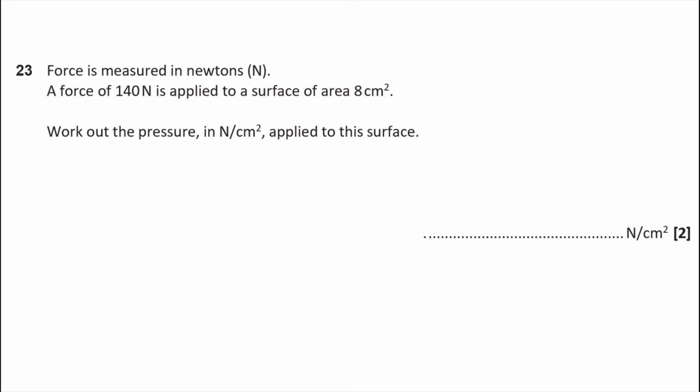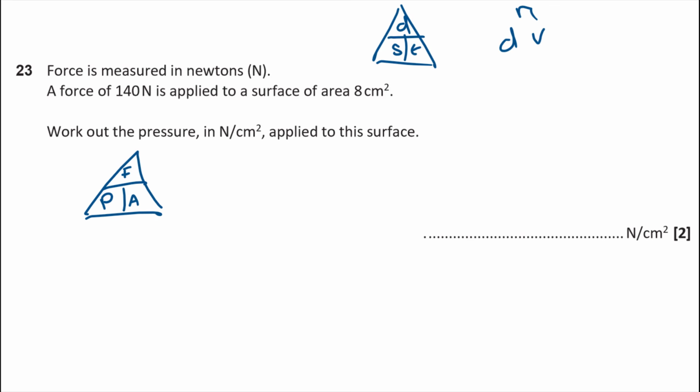You need to know about pressure. Pressure is equal to force divided by area. Okay, so you need to know this triangle. You also need to know about distance, speed, time. We've already done a calculation with this. And the other one you need to know is density, mass, and volume. So these are the different triangles you need to know involving compound units, but we're going to use the pressure one today. Pressure equals force over area.